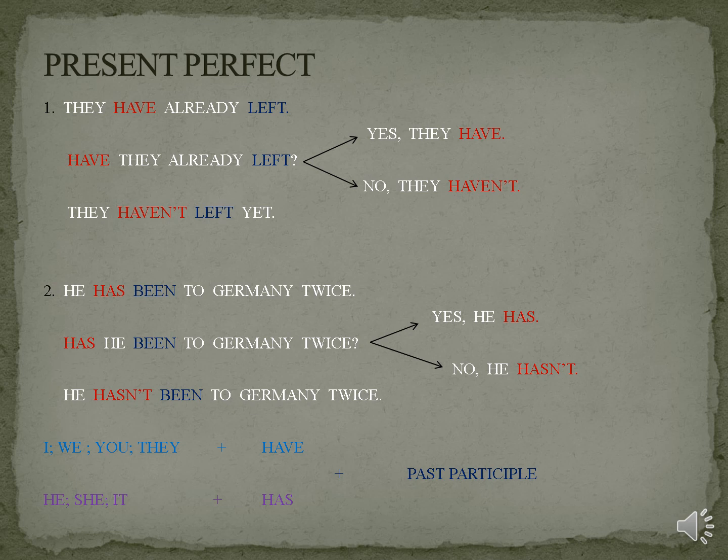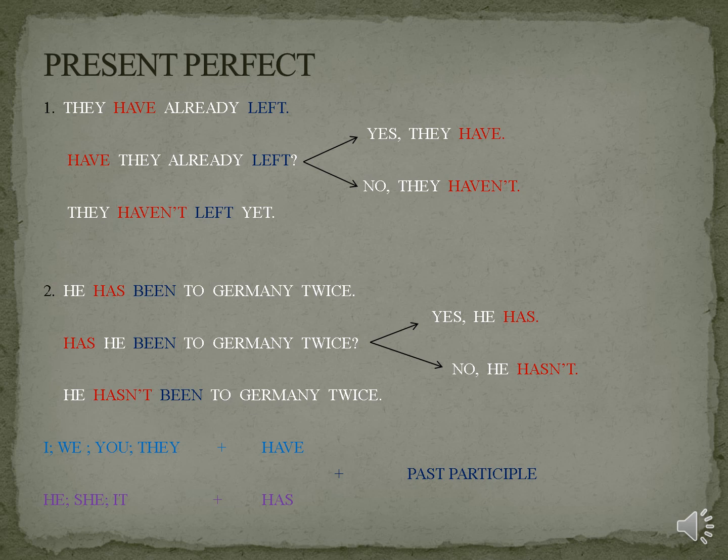The following tense is present perfect. I suppose you know that we form present perfect by using the auxiliary have or has plus the main verb in past participle. There are 2 examples on the slide. One is in the third person plural. The other one is in the third person singular. And the first example sentence is, they have already left. So have is the auxiliary, left is the past participle of leave.